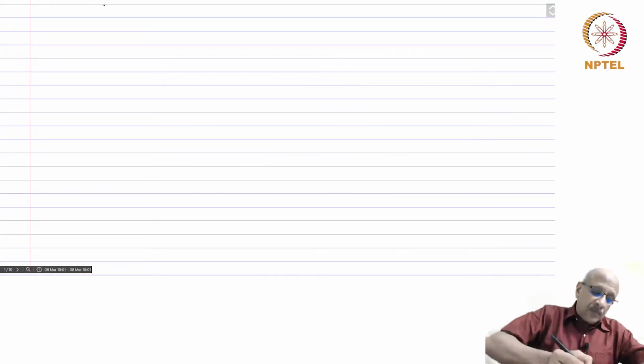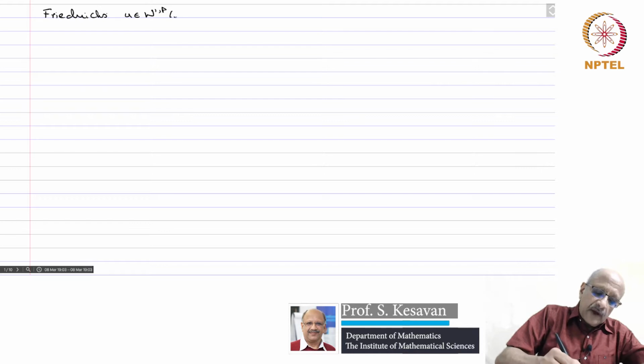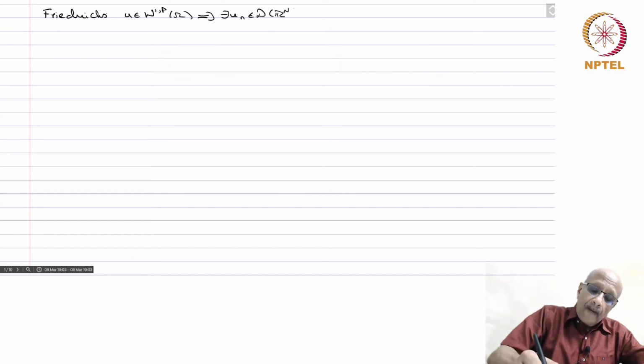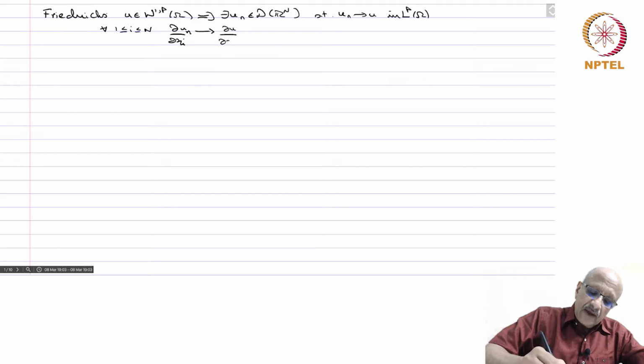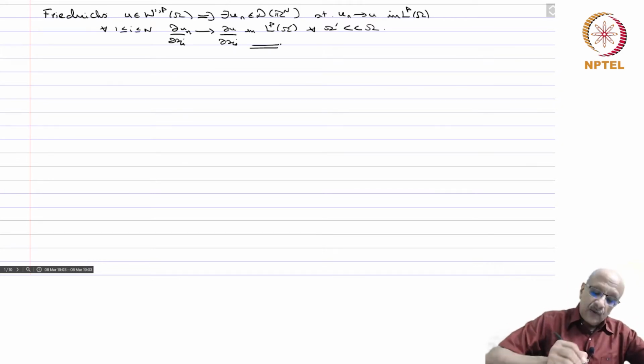Okay, so we proved the following theorem of Friedrichs. If u is in W^{1,p}(Ω), then there exists u_n in D(R^n) such that u_n goes to u in L^p(Ω), and for all 1 ≤ i ≤ n, ∂u_n/∂x_i goes to ∂u/∂x_i in L^p(Ω') for all Ω' relatively compact subsets of Ω. So this was the theorem which we proved. So let us now look at some applications of this.